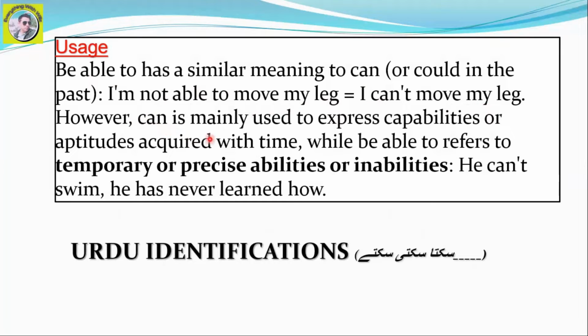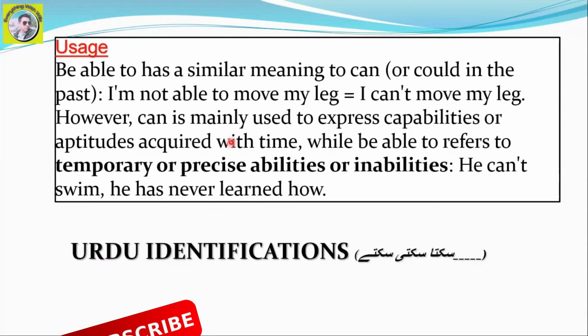However, "can" is mainly used to express capabilities or aptitudes acquired over time, while "be able to" refers to temporary or precise abilities or inabilities of someone. He can't swim, he has never learned how. So, what exactly is the difference between "be able to" and "can"?